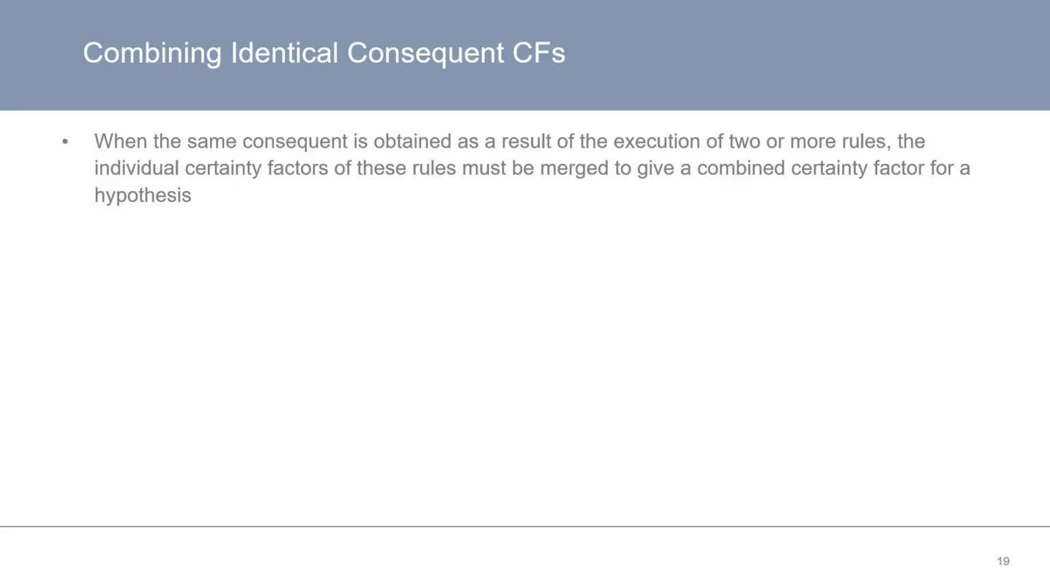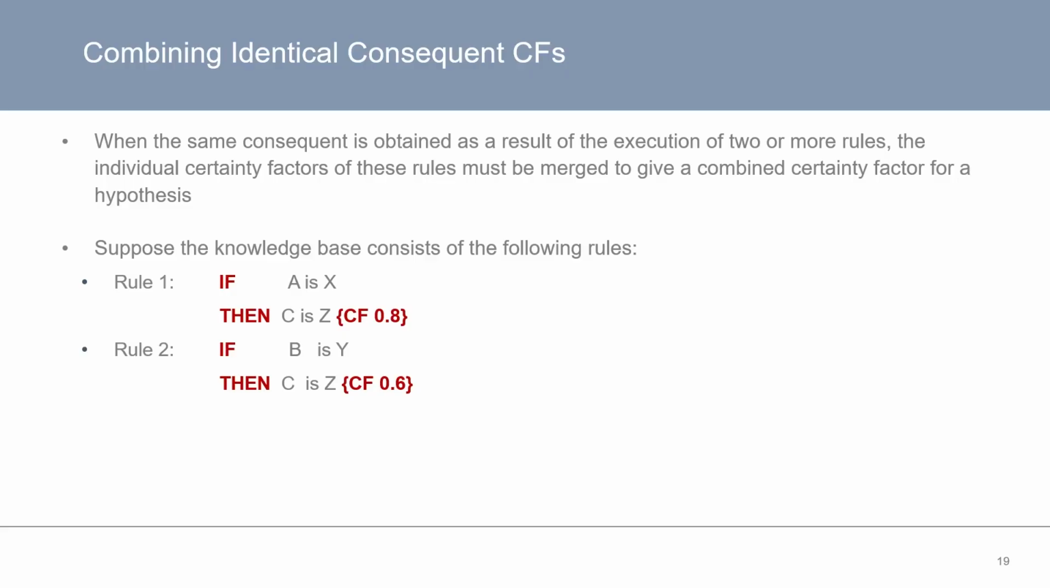How about situations where two or more rules have been fired that propose the same consequence? Here, the individual certainty factors of these rules must be merged in order to give a combined certainty factor for the final hypothesis. You could think of this as multiple rules firing, and each contributing together towards voting on the certainty of that given outcome.